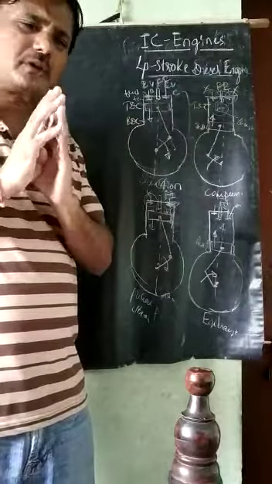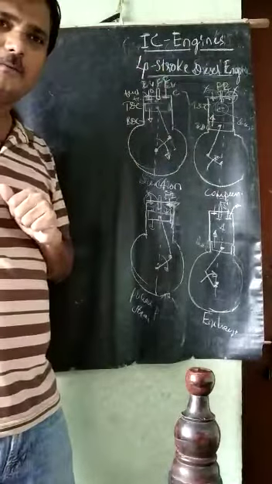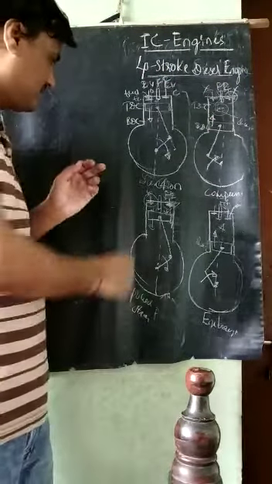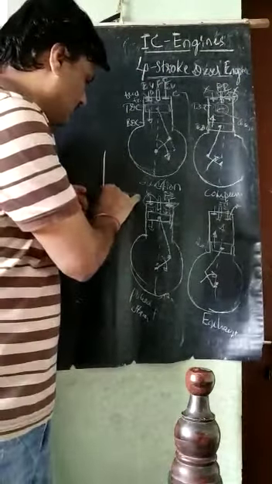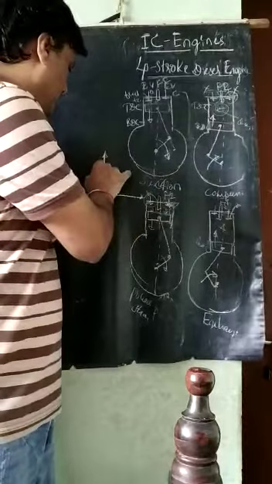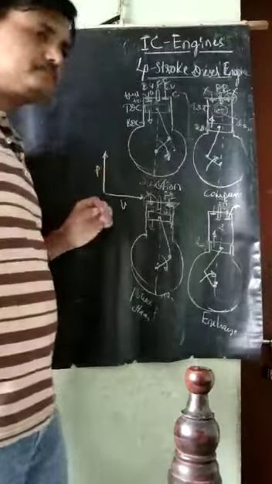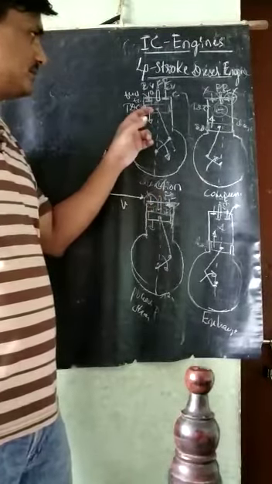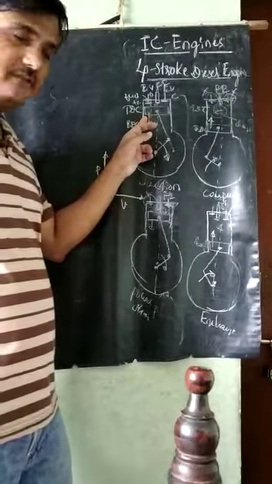The number of strokes is also the same. 4 strokes are there. How are these happening? In the case of the PV diagram, I will show you now. This is the PV diagram, the pressure versus volume. Same here. In the suction stroke, the piston is at TDC, top dead center.